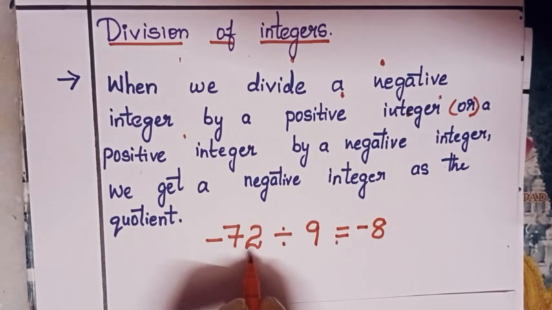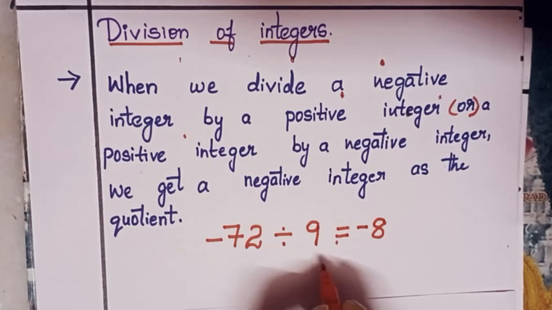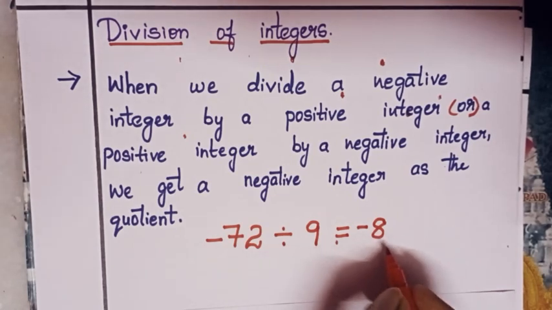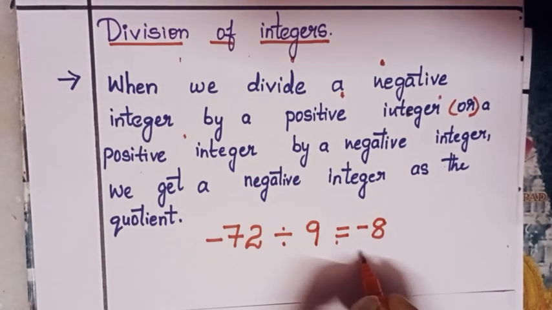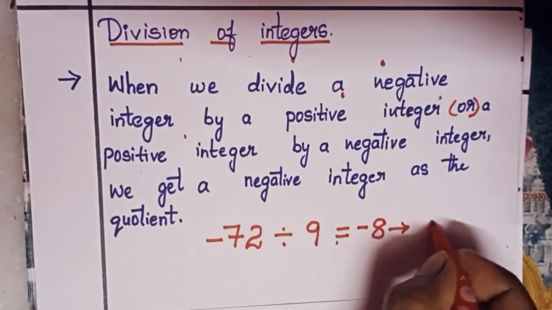Now, what is the dividend here? Minus 72. What is the divisor here? 9. What is the quotient here? Minus 8. This is the quotient.